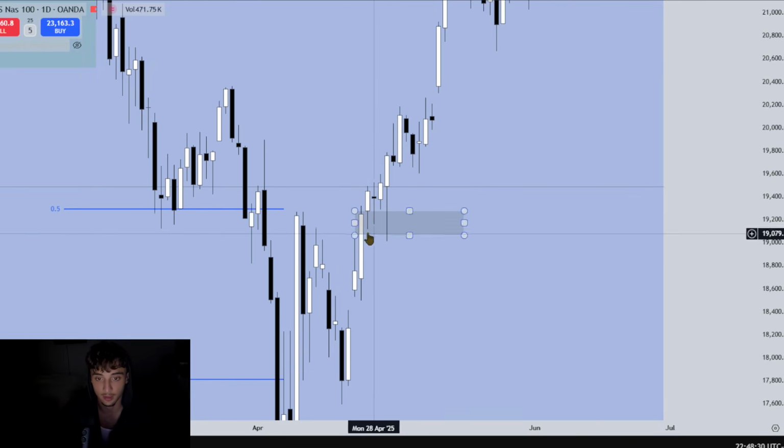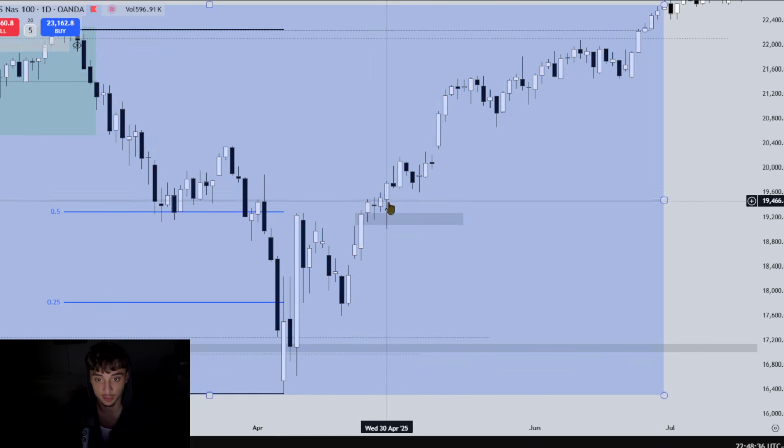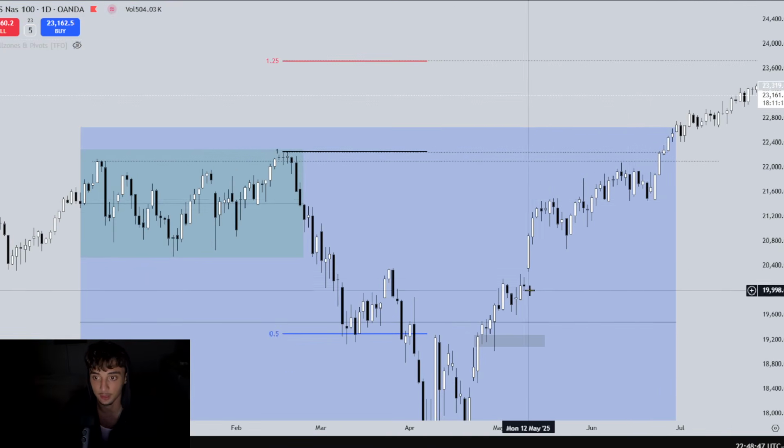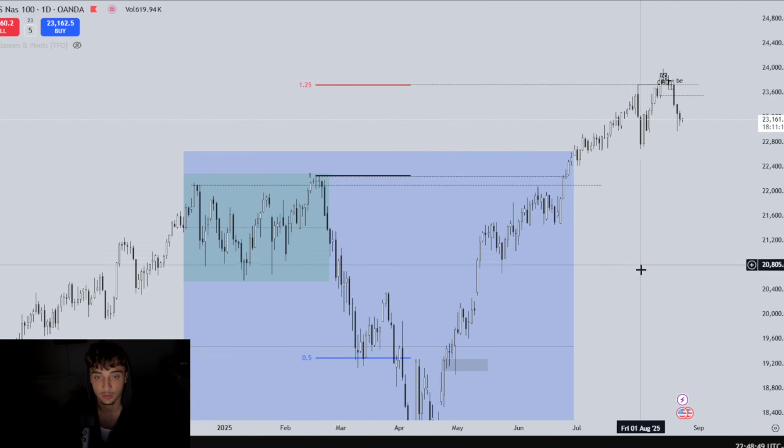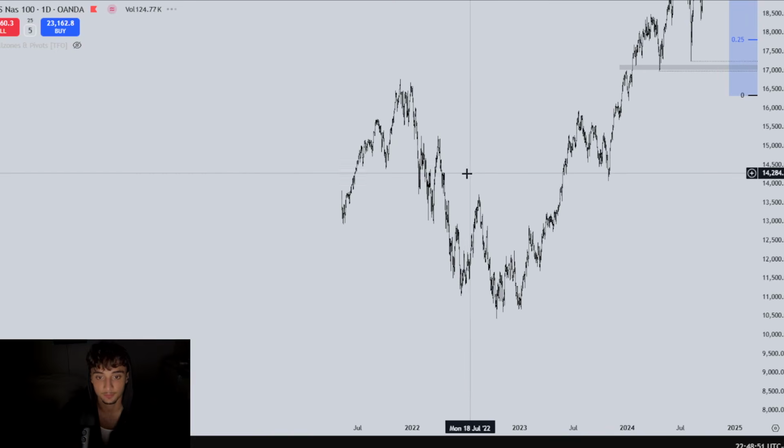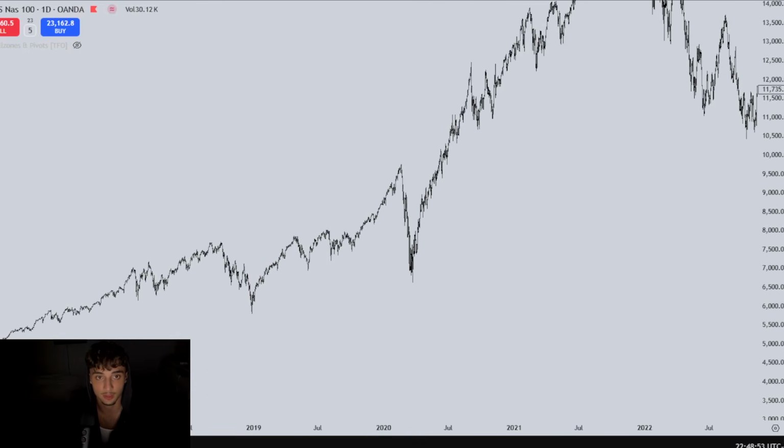This fair value gap right here, you want to enter off of the first PD array once it touches into this quarter right here, the 25 to 50. You want to enter off the first PD array. So you could enter longs right there. You could have entered longs right there to the 125. Now, I don't know. Let me try to find a better example.